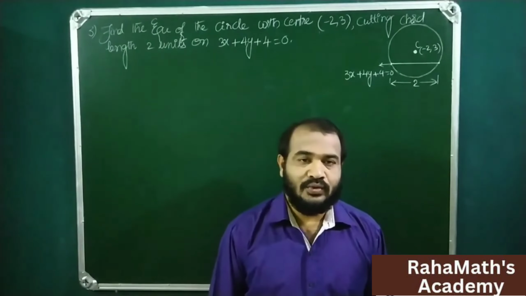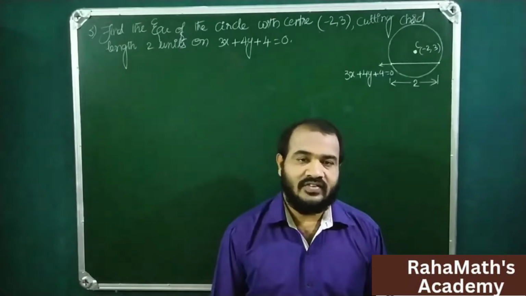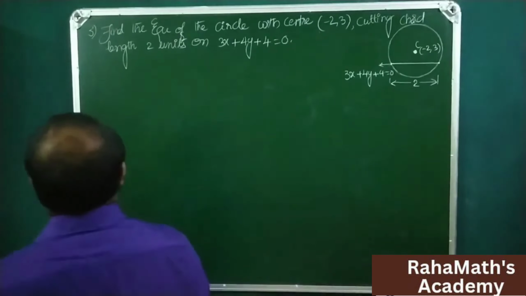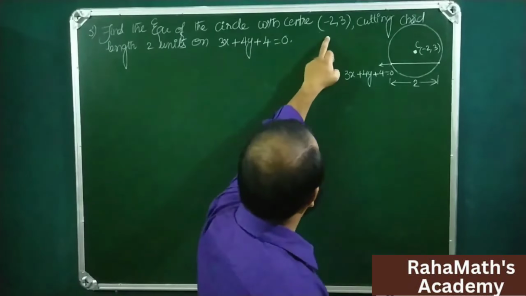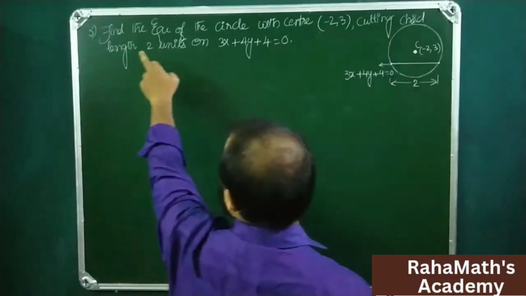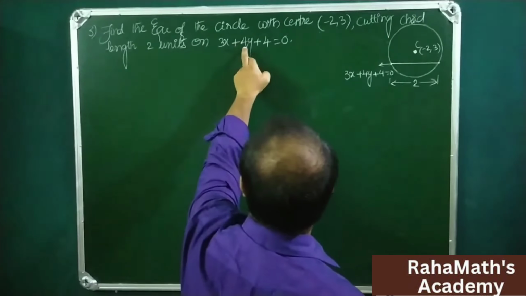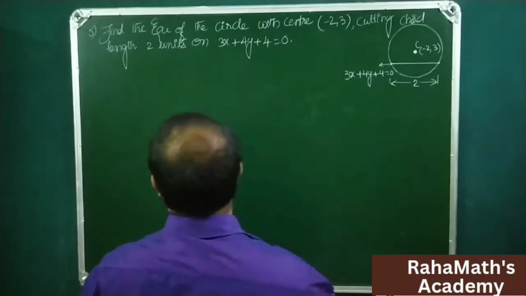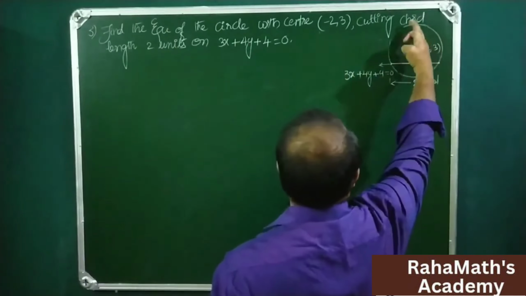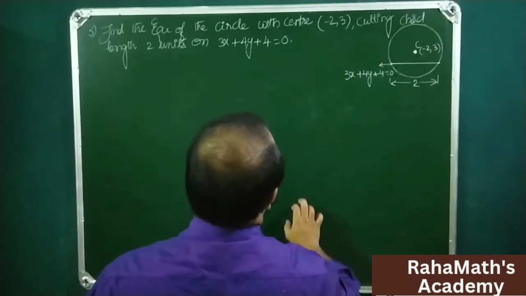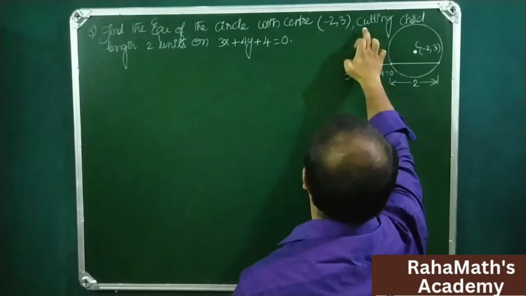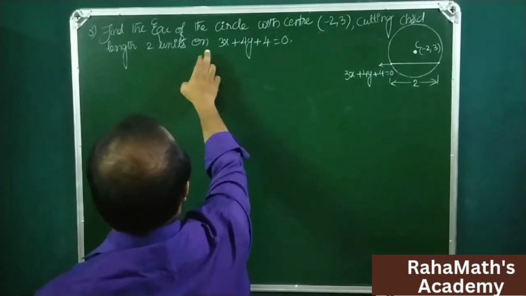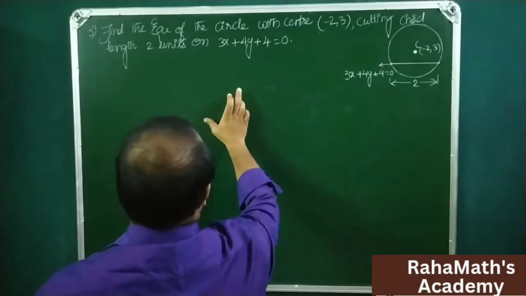Let us continue the remaining problems of exercise 1C. Question is, find the equation of a circle with center (-2, 3), cutting a chord of length 2 units on 3x + 4y + 4 = 0. That means we need to find the equation of this circle. The center is given, C (-2, 3), and it cuts a chord of length 2 units on 3x + 4y + 4 = 0.